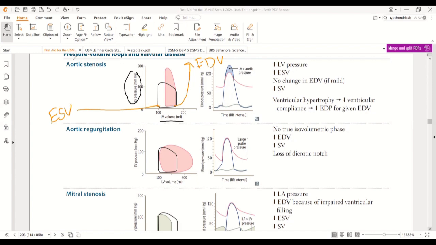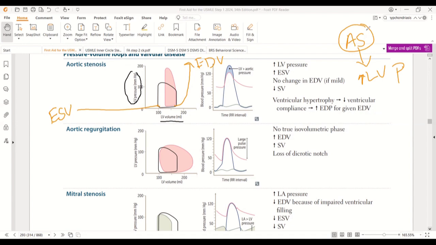The first valvular disease is aortic stenosis. So what happens in aortic stenosis? Aortic stenosis leads to increased left ventricular pressure, right?